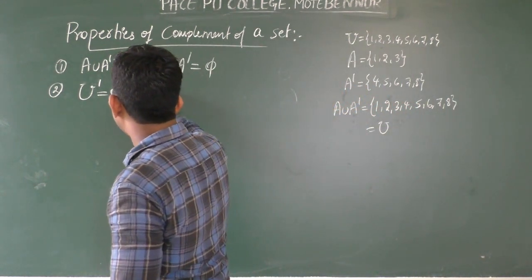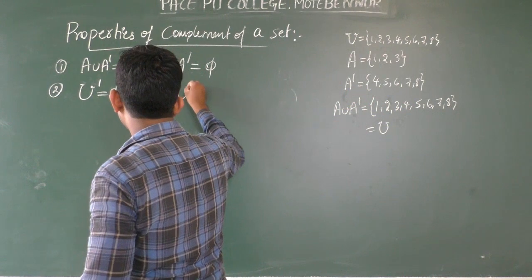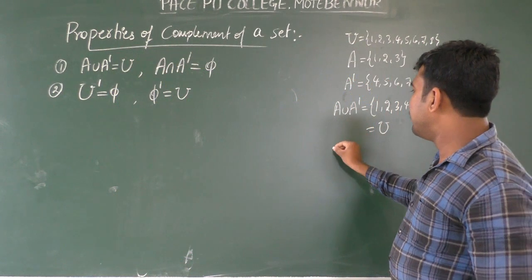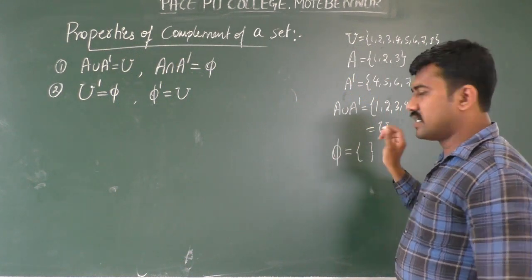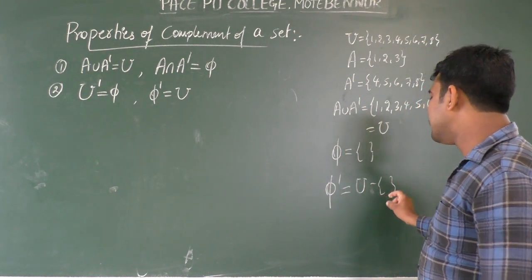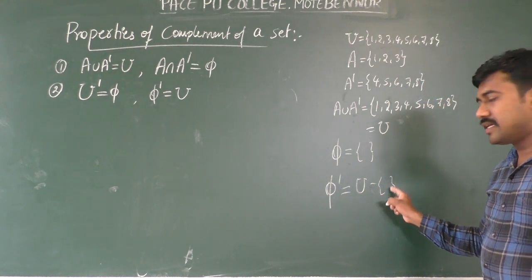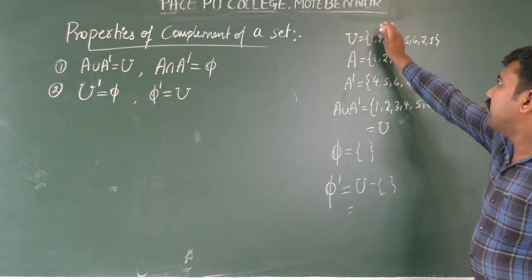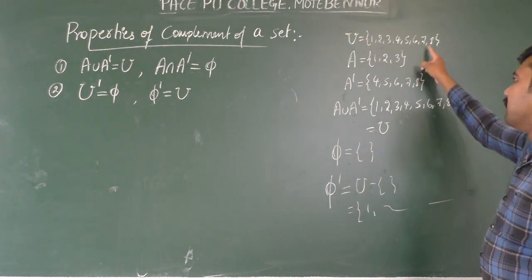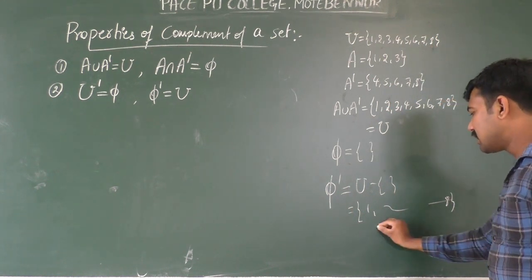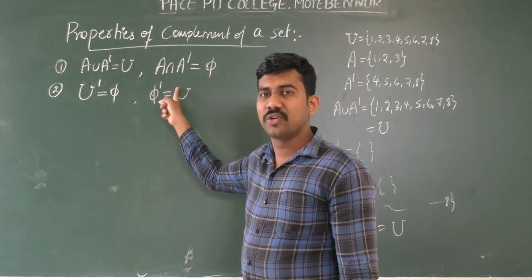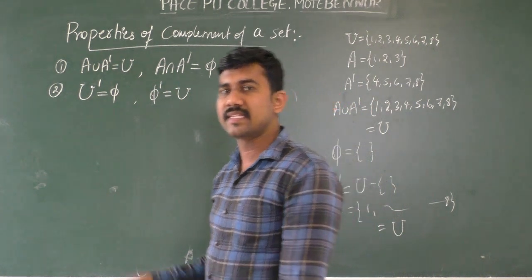Similarly, if you take the complement of the empty set, you get the universal set. It works the other way around. Look at the complement of the empty set. The empty set has no elements, it is the null set. So what do you get when you take its complement? This is nothing but U minus the set of all elements in the empty set, that is, the set of all elements of U which are not in this set. So you get all the numbers 1, 2, 3, 4 up to 8, and that is nothing but our universal set. So we get pi dash is equal to the universal set, and U dash is equal to pi. Very easy to remember, right?